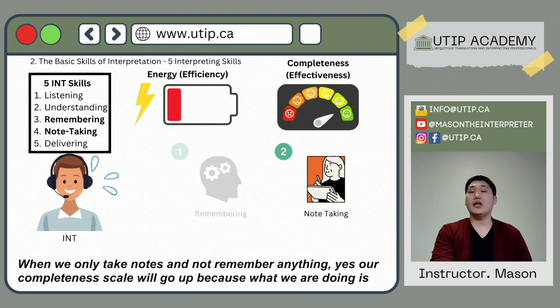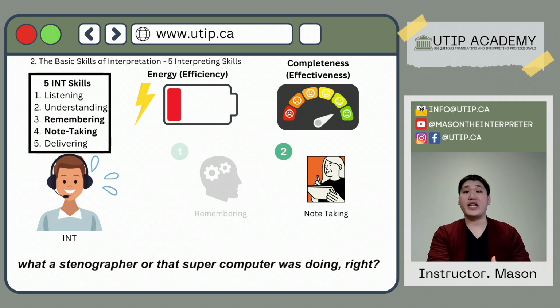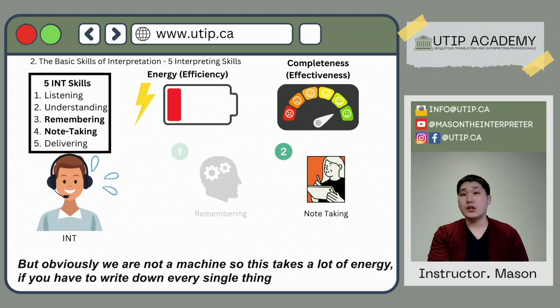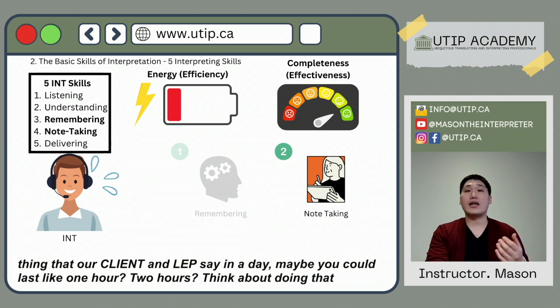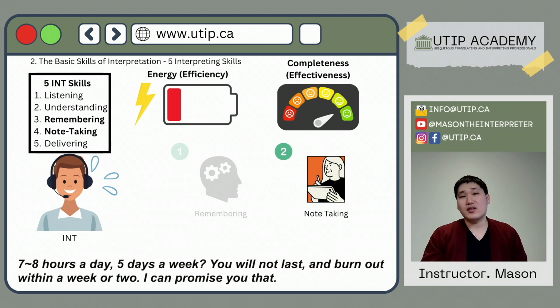When we only take notes and don't remember anything, yes, our completeness scale will go up, because what we are doing is what a stenographer or that supercomputer was doing, right? But obviously, we are not a machine, so this takes a lot of energy. If you have to write down every single thing that our client and LEP say in a day, maybe you could last like 1 hour? 2 hours? Think about doing that 7, 8 hours a day, 5 days a week. You will burn out within a week or two. I can promise you that.